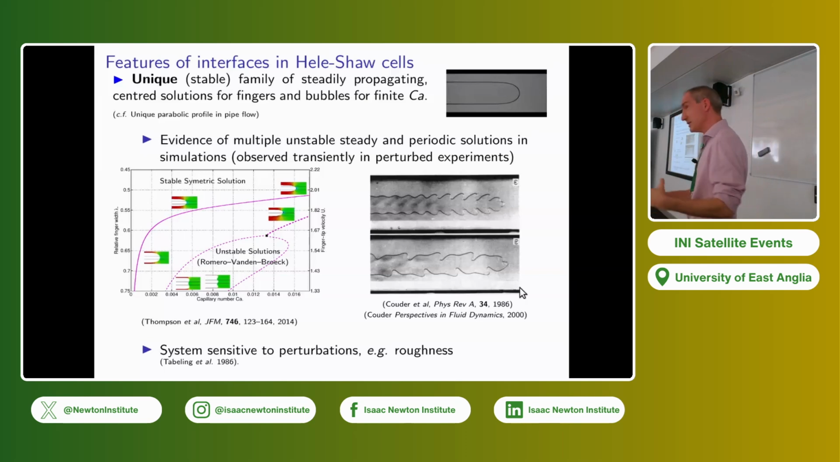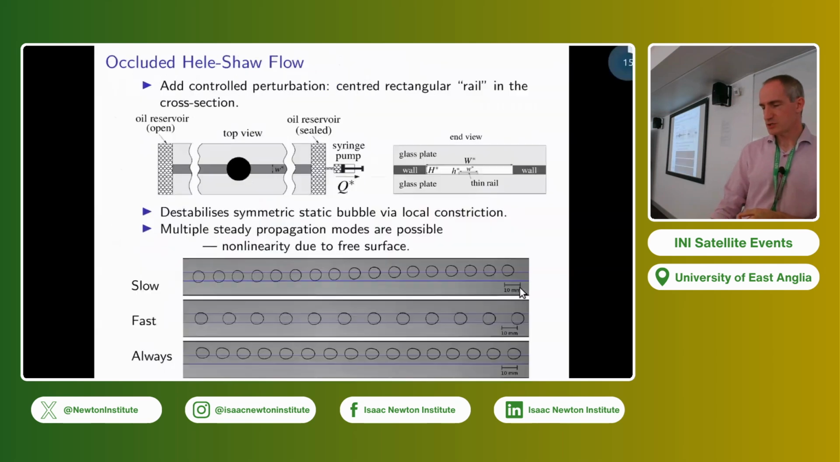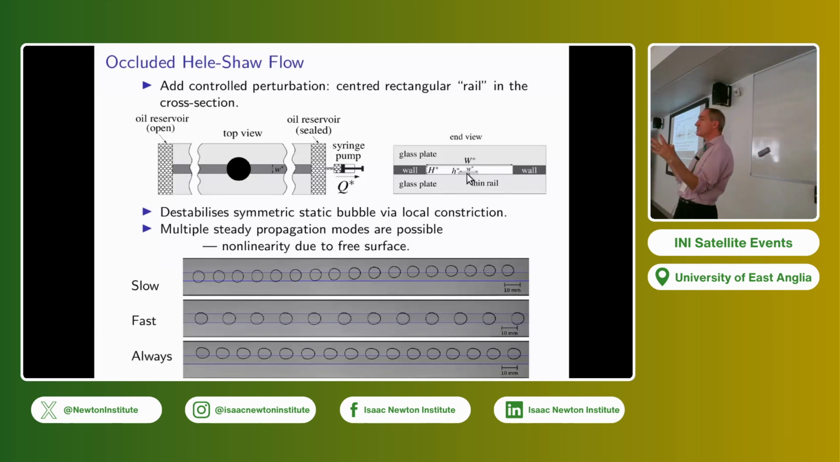So there's a lot going on in this system, which means there's the potential for interesting complex dynamics, which I've already shown you. The difficulty with roughness is that it's very hard to control, in some sense. So the system that we have settled upon is to introduce a controlled geometric perturbation. So we introduce a small centered rectangle here in the cross-section, and this was originally to model in a rigid way the shape of a collapsed airway. That was actually where this problem goes back to.